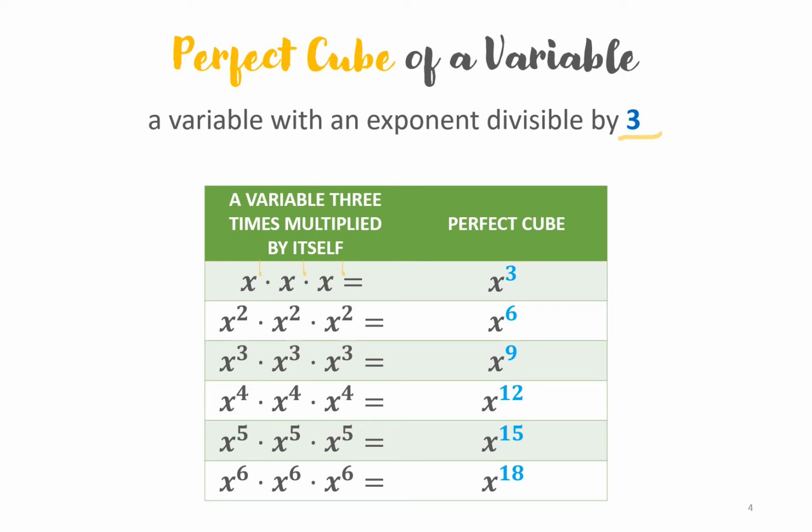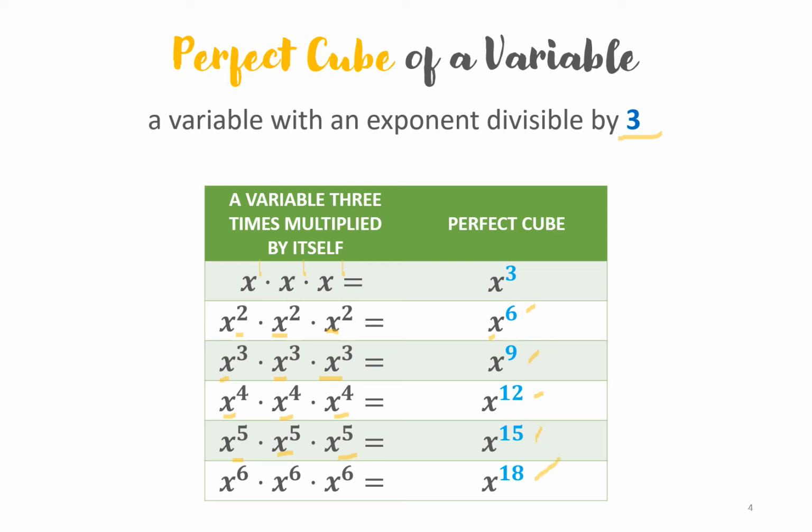Dito naman, x squared times x squared, no, times x squared. We have here x to the 6th power. Inadd lang natin yung 6, 2, 4, 6. Dito, x cube times x cube times x cube. We have here x to the 9th power. X to the 4th times x to the 4th times x to the 4th. We have here x to the 12th power. X to the 5th times x to the 5th times x to the 5th, we have here x to the 15th power. And lastly, we have x to the 6th times x to the 6th times x to the 6th. 6 plus 6 plus 6, we have 18. So, x to the 18th power.